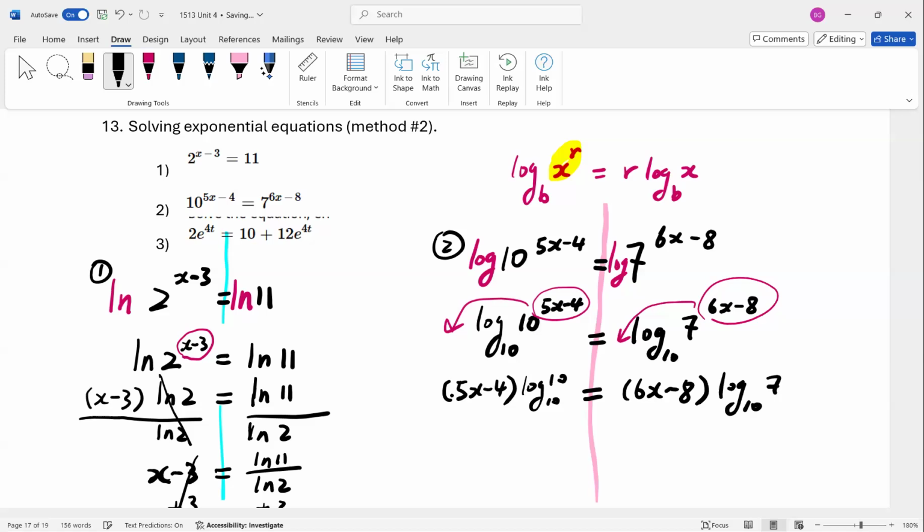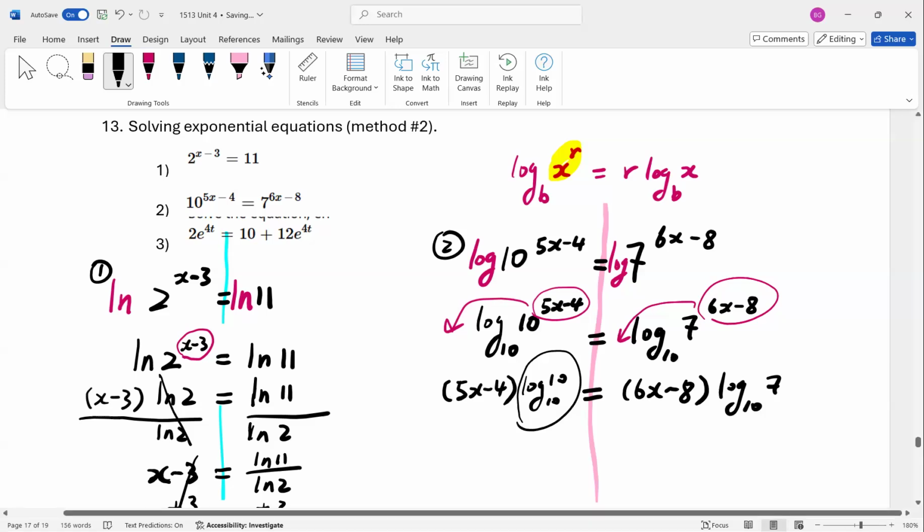with base 10 of 7. Question, what is log base 10 of 10? What is a common log of 10? 1. Awesome, very good. If we have a log whose base and argument are identical, then the value of the log is 1. Very good. So that's the reason I did not use natural log, instead used common log, right? Because we don't have a 1 here.